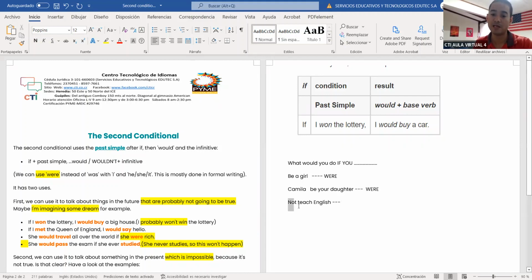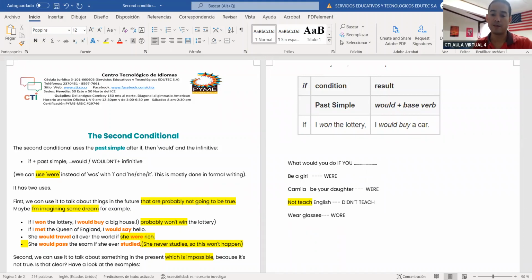So people, how do you make negation in the past? The negation in the past is didn't. So what would you do if you didn't teach English? For example, I'm going to create another one here. I don't wear glasses. Imagine that you say, well, what would you do if you wear glasses? How do you put wear in the past? So what would you do if you wore glasses?